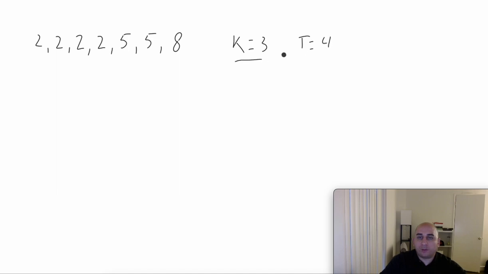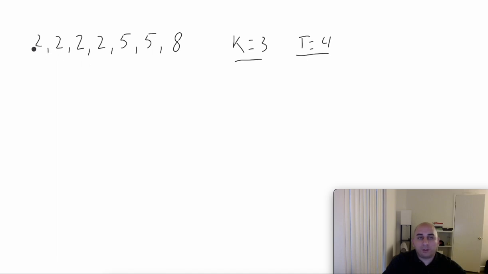Let's take the example that we have seen before and work on it. For example, we have 2, 2, 2, 2, 5, 5, and 8. Let's say that k is equal to 3 and the threshold is equal to 4, as we are given in the example, right? So it means that our subarray should be of size 3.